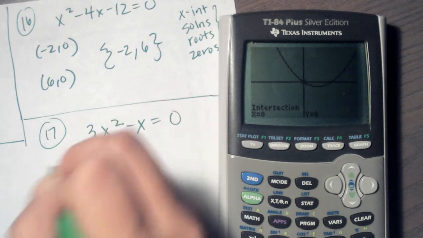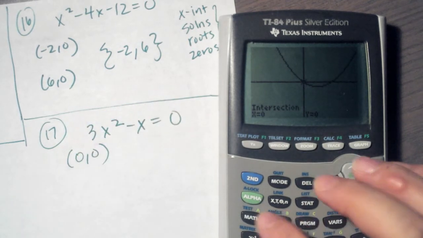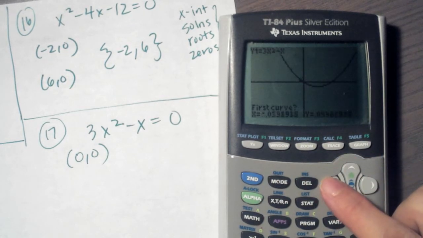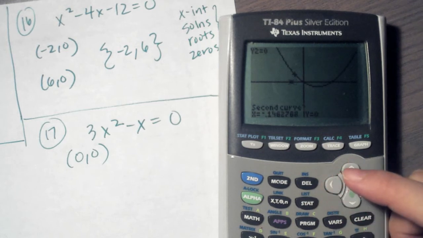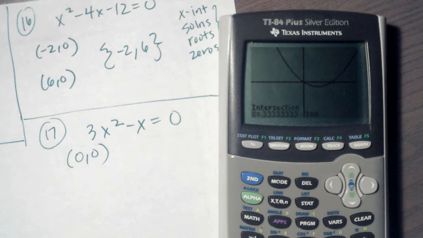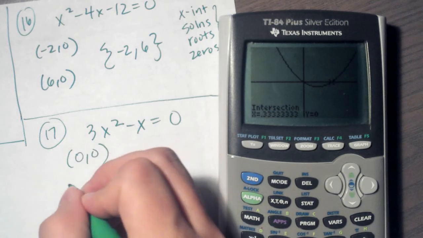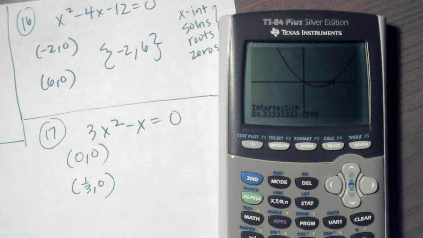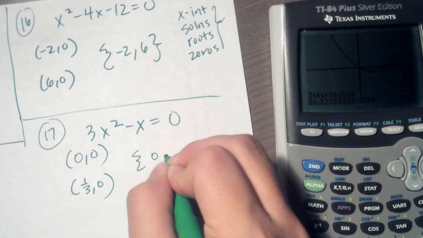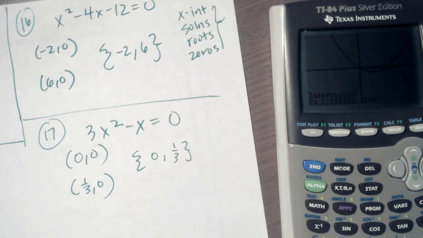So this guy is 0, 0. Let's find the second one. Second trace. Intersect. First curve is on the parabola. We're still good. Second curve is on the line. We're still good. Now I'm going to scroll my little spider all the way to this intersection point, as close as I can get it to. Hit enter. And now we have 0.330, which you guys know 0.33 is the same thing as 1/3, 0. So my solutions, or my roots, are going to be 0 and 1/3. Those are my answers.